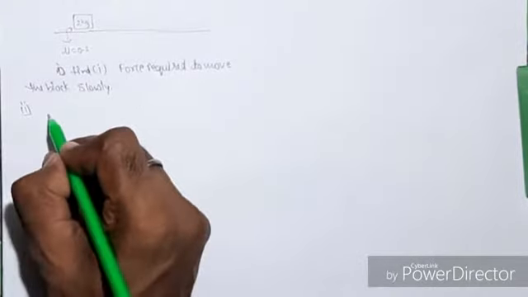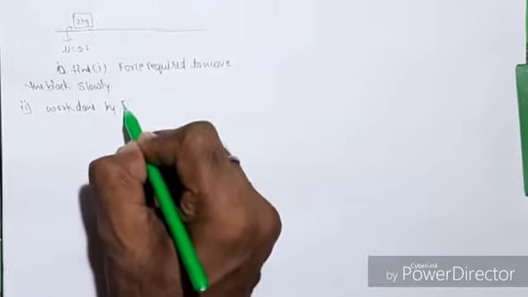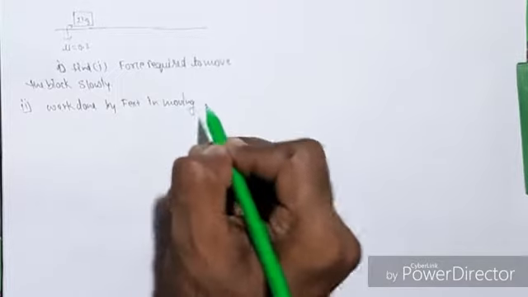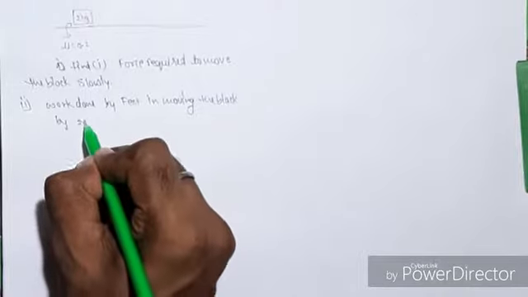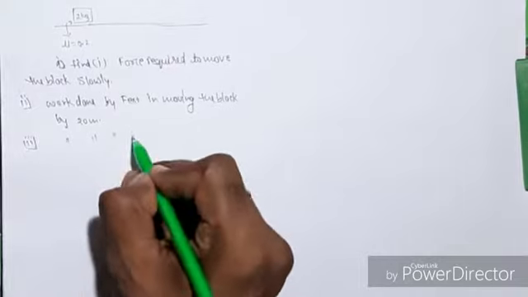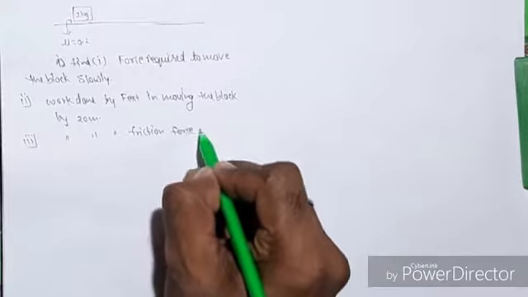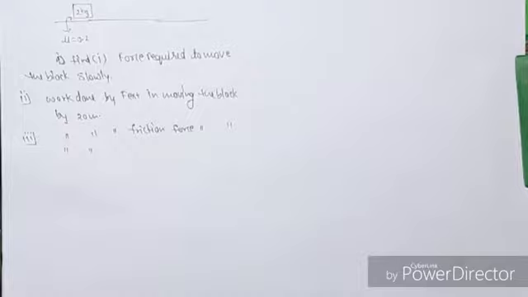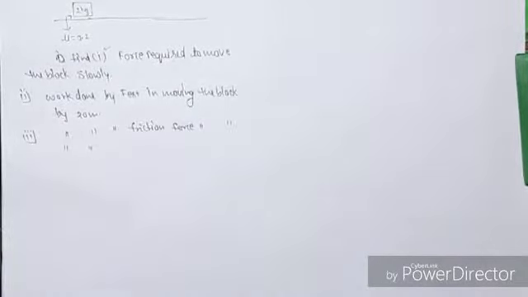Second, the work done by F external in moving the block by 20 meter. Third, you have to find the work done by the friction force in moving the block by 20 meter. Okay, so first of all, the force required to move the block slowly.